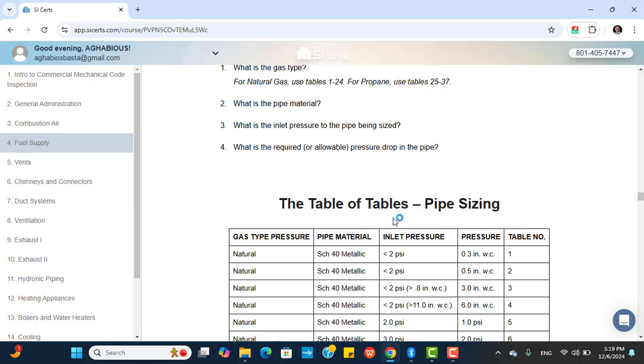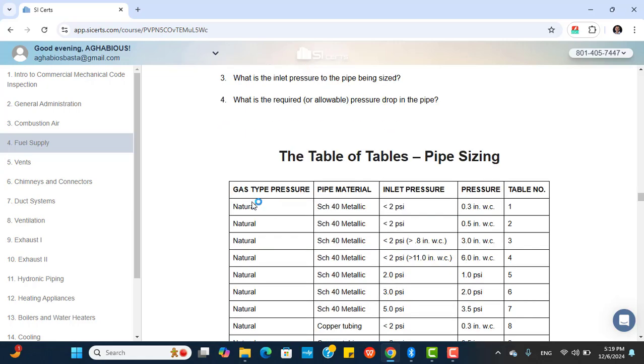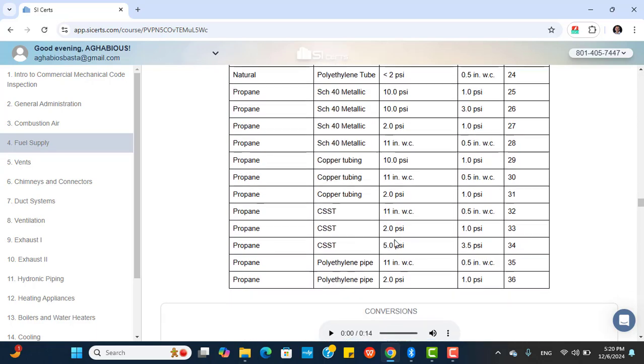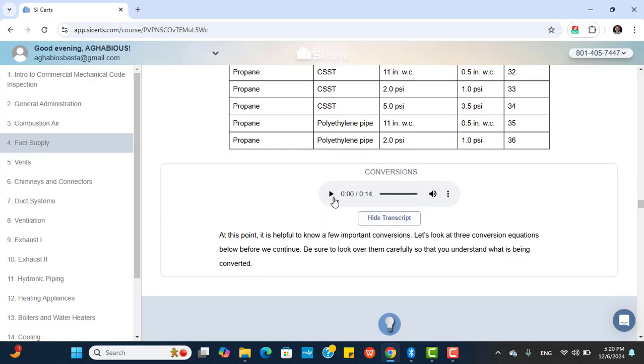The table of tables for pipe sizing shows the gas type, the pipe material that we will use, the inlet pressure in inches of water column, and the table number. Conversions. At this point, it's helpful to know a few important conversions. Let's look at three conversion equations below before we continue. Be sure to look over them carefully so that you understand what is being converted.